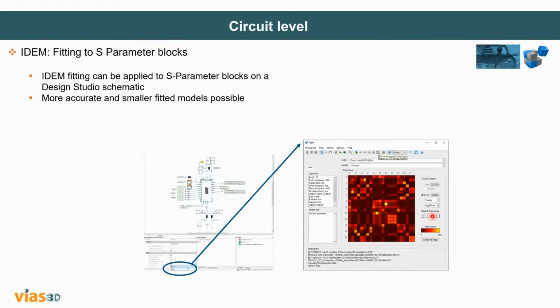Now, in conclusion, vector fitting can be applied to the S parameter block on the schematic as well. Here we can see how to enable it to ensure more accurate and smaller fitted models for highly resonant structures. This is for a DC-DC converter, and for a DC-DC converter, vector fitting can be applied through an option in the schematic itself.